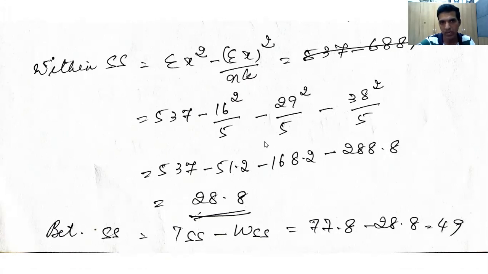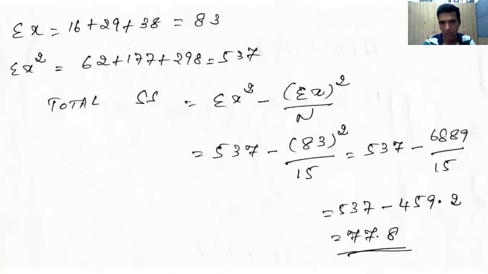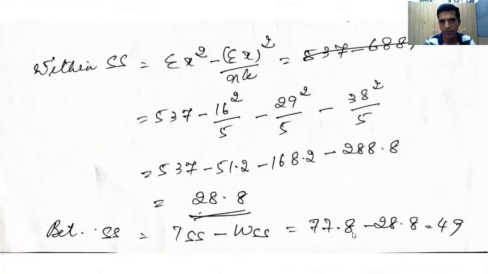So each group separately you need to do. So 537 minus 16 square divided by 5, minus 29 square divided by 5, minus 38 square divided by 5. So this is the total of each group, that is 16, 29 and 38. Let me go back and tell you this. So this is a mistake. I said 16, 29 and 38. This is what you have done there.